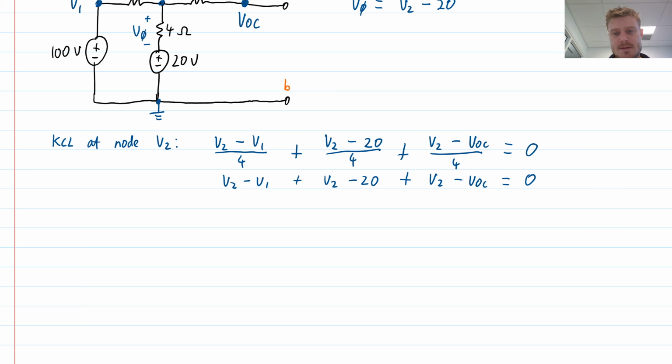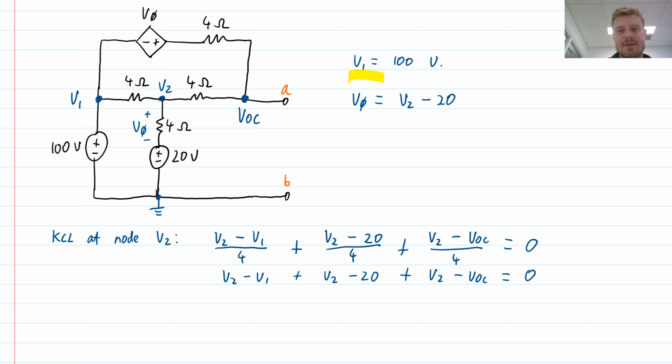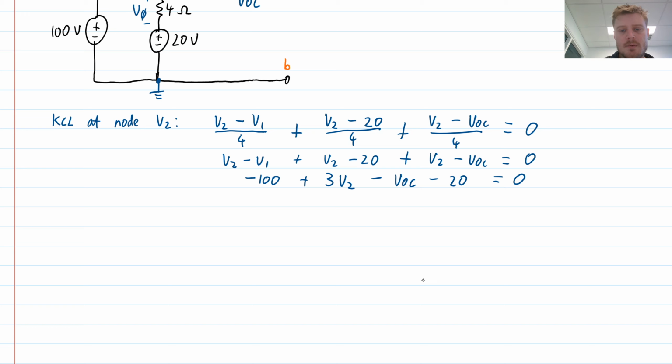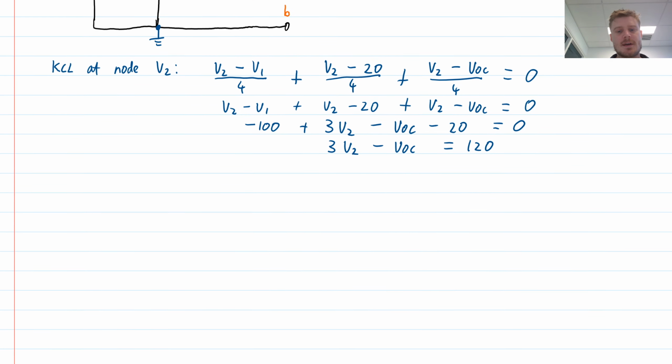Then we can substitute in, since we already know a value for V1, that's 100 volts, so I'm going to sub that in right away. Putting the 100 volts in and collecting like terms, from the V1 I get minus 100 here, and from the V2s I see 3 of them, so that will be plus 3 V2 minus VOC minus 20 is equal to 0. Which gives me 3 V2 minus VOC is equal to 120, just bringing my numbers to the other side.